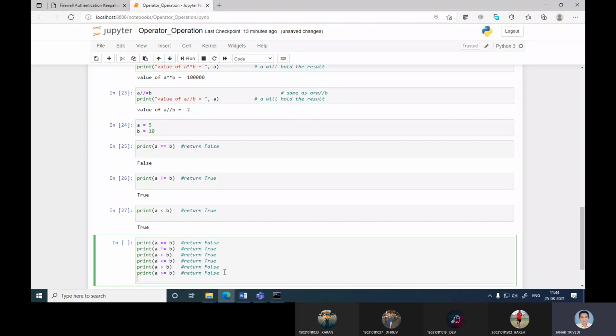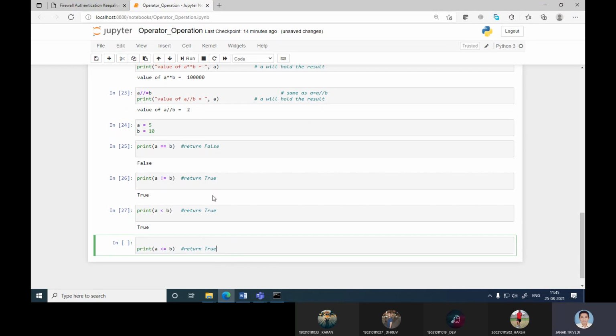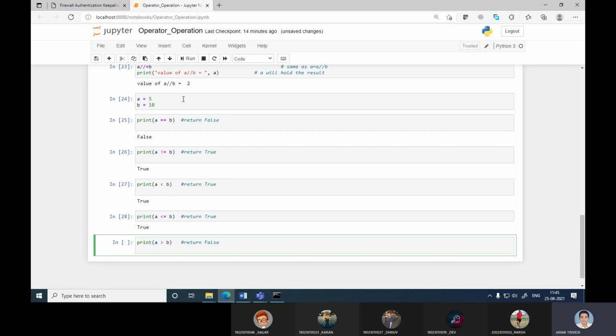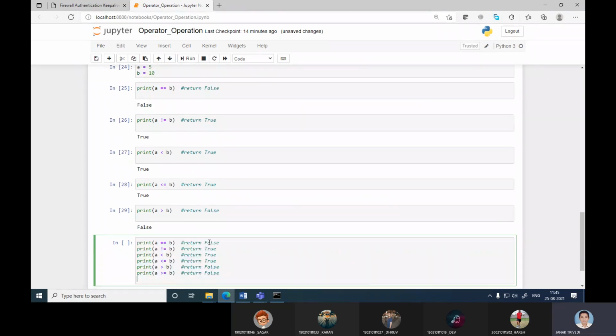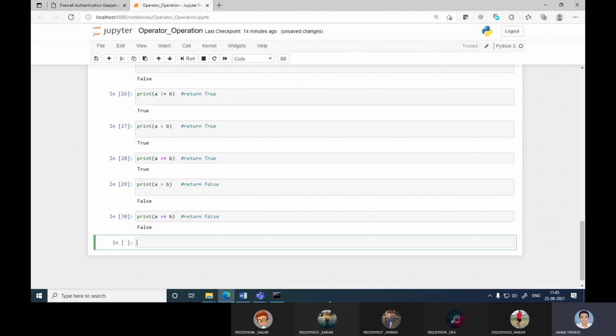Then we check less than or equal to, so 5 is, yes, 5 is less than 10, so it returns true. Then greater than, so 5 is greater than 10, no, 5 is not greater than 10, so it returns false. Okay, and last, greater than or equal to, 5 is not greater than or equal to 10, that's why it returns false. Okay, so that is from the relational and comparison operators.